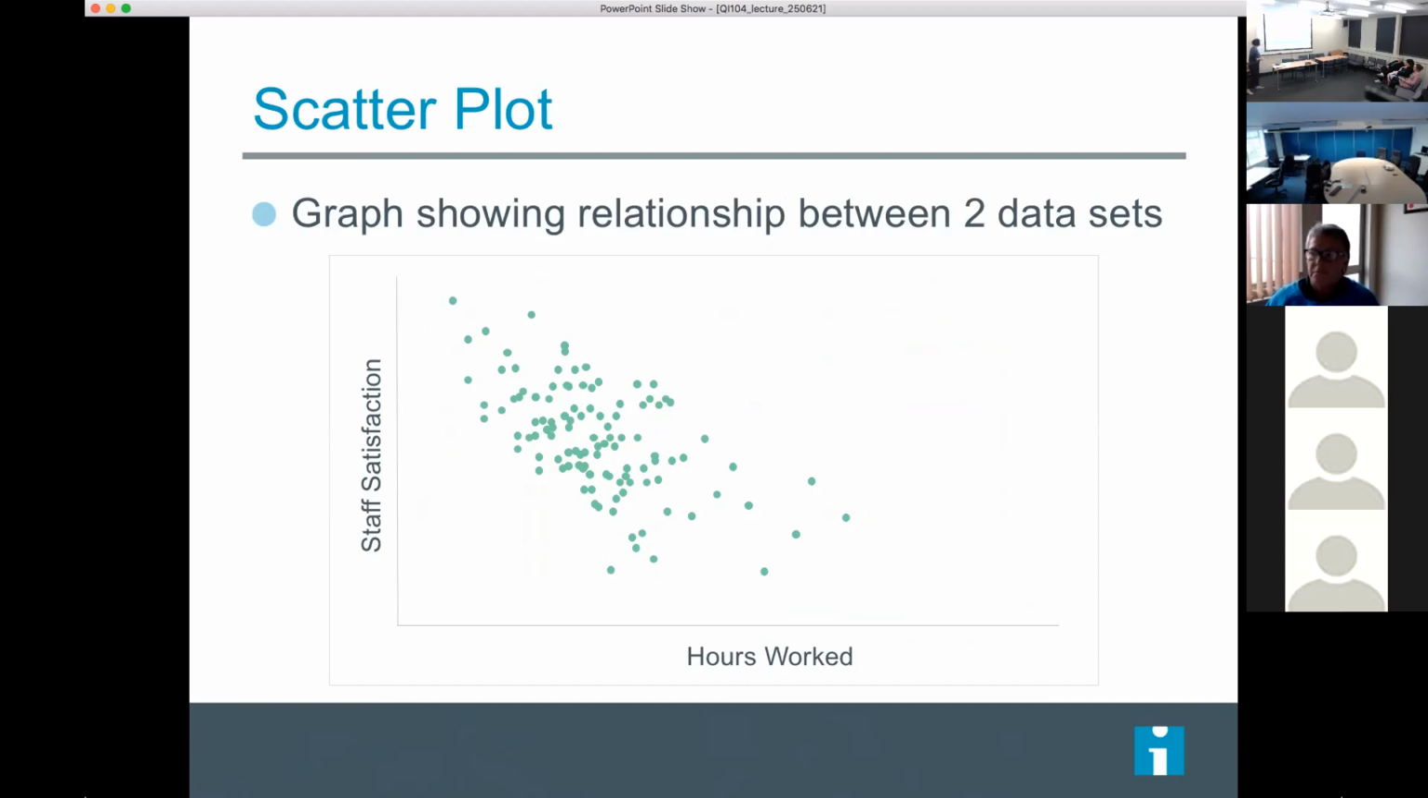And then the scatter plot, it's fairly self-explanatory, but it just shows the relationship between the 2 data sets. I think the key thing here is that as staff work less hours, they feel happier about it, they're more satisfied. The more hours they work, the more dissatisfied they're getting.